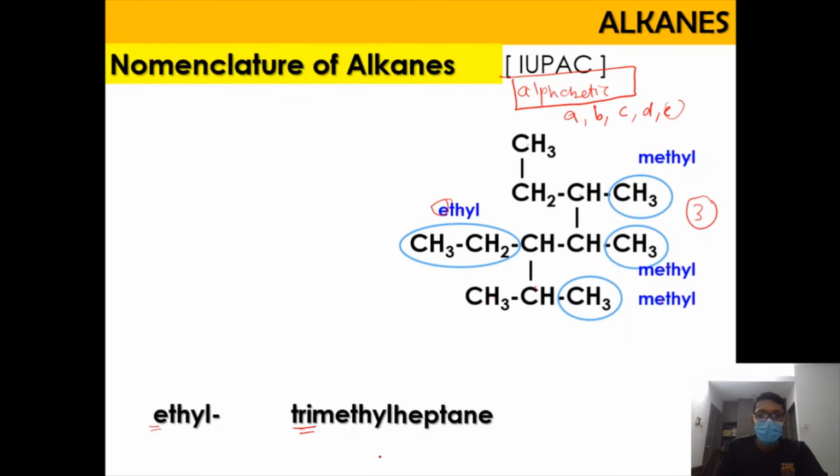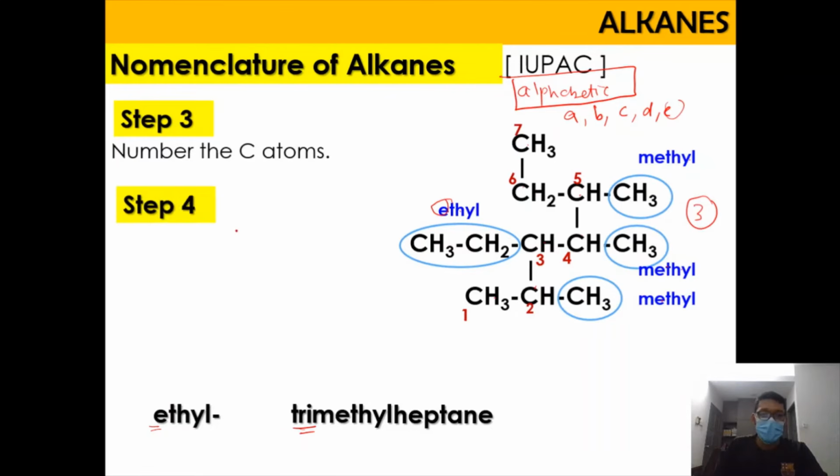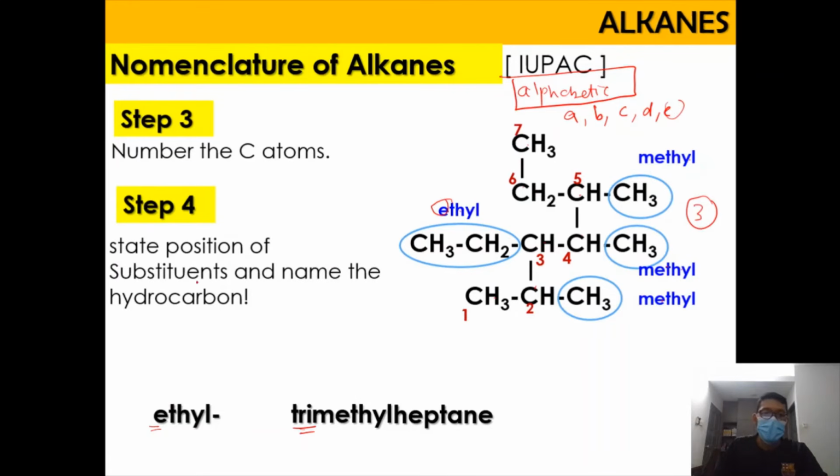Alright, now for the next step, we have to number the carbon atoms. So we can do the numbering from here, which is 1, 2, 3, 4, 5, 6, 7. So a 7 carbon chain, and then for step number 4, you state the position of the substituents and name the hydrocarbon straight away. So in this case, you know that the ethyl is situated at carbon number 3. So you can put it as 3-ethyl here.